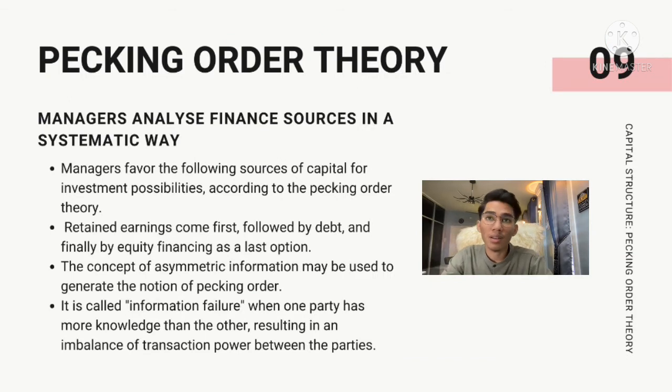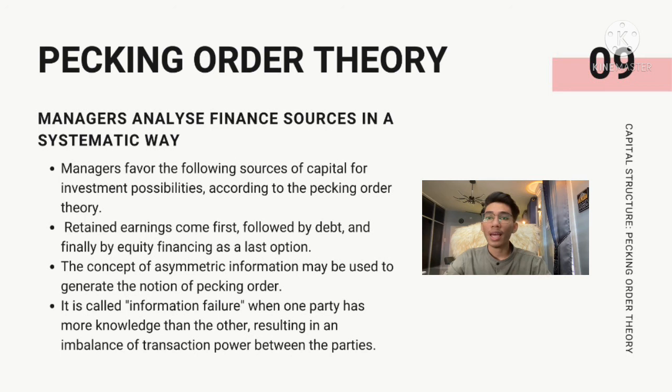Okay, first, the pecking order theory. The pecking order theory, alternatively referred to as the pecking order model, is concerned with a business's capital structure. Stewart Myers and Nicholas Majluf introduced the theory in 1984, stating that managers analyze finance sources in a systematic way. Managers favor the following sources of capital for investment possibilities according to the pecking order theory. Retained earnings come first, followed by debt, and finally by equity financing as a last option.